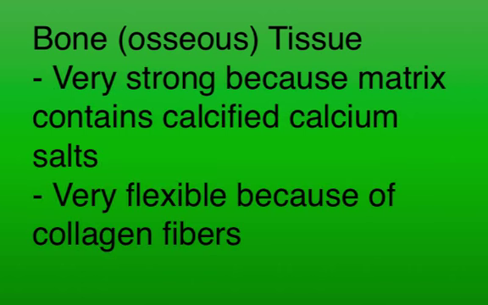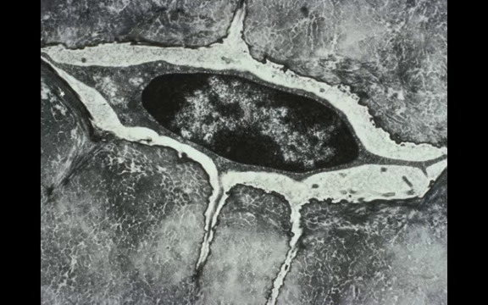Bone tissue is very strong because it contains calcified calcium salt deposits in its matrix, yet it is flexible because of the collagen fibers arranged in organized layers in the matrix. Bone cells are called osteocytes that are mature, star-shaped bone cells making up 95% of the cells in bone. Osteocytes can live a long time, sometimes for decades, within their lacunae.